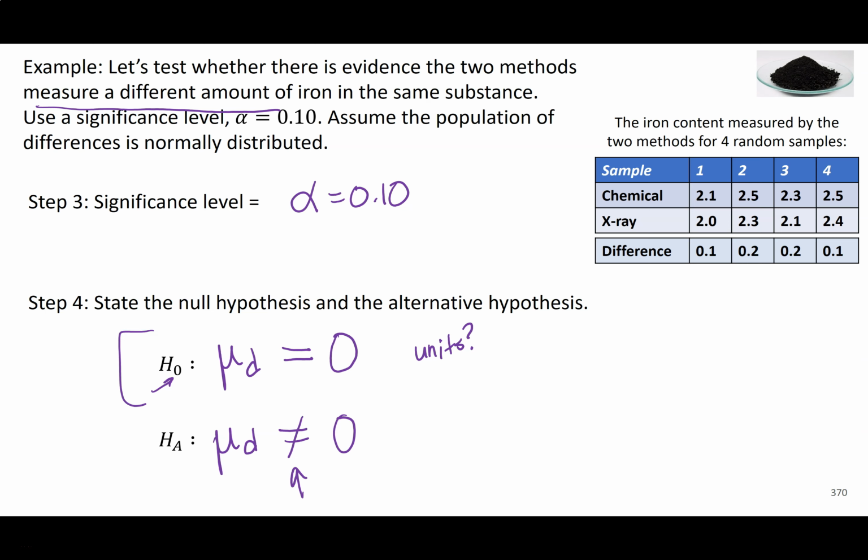So this is boring, null, like they're the same. The alternative is saying, no, they're not. The differences on average aren't 0 because they're measuring differently. So yeah, different doesn't imply one particular direction or the other. It doesn't imply that I have this mindset that chemical analysis detects more or vice versa.